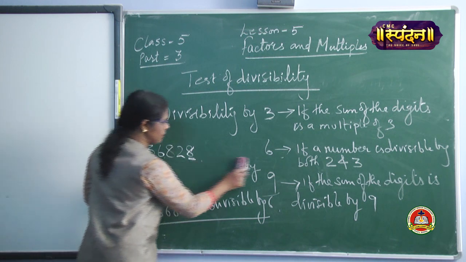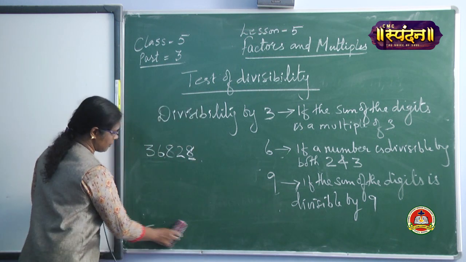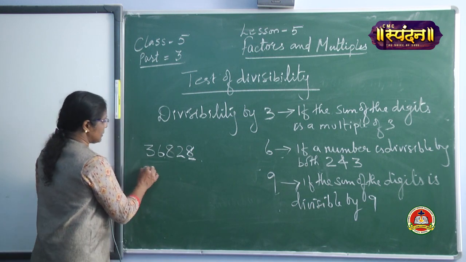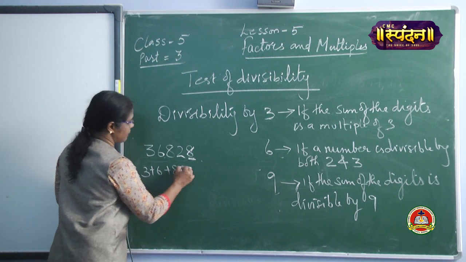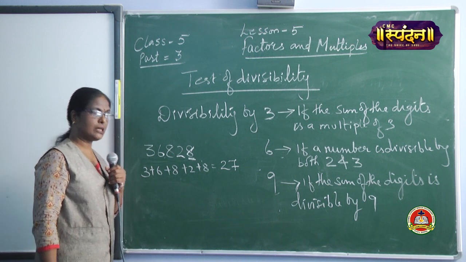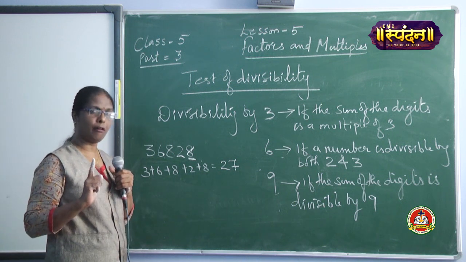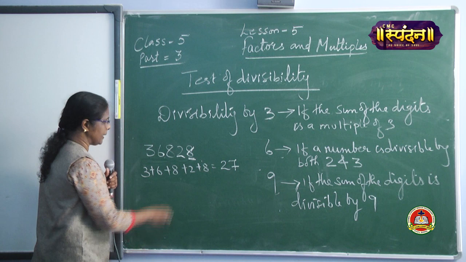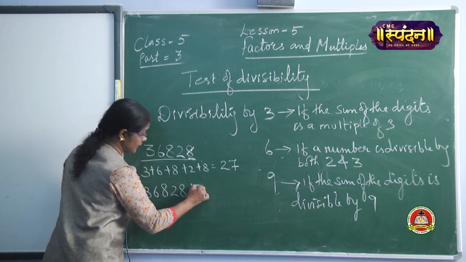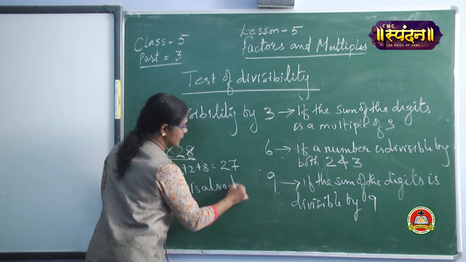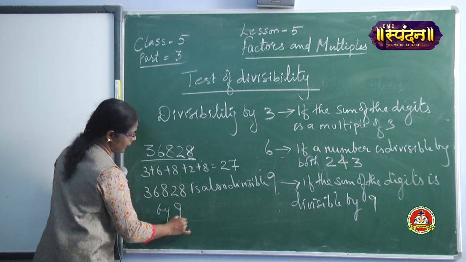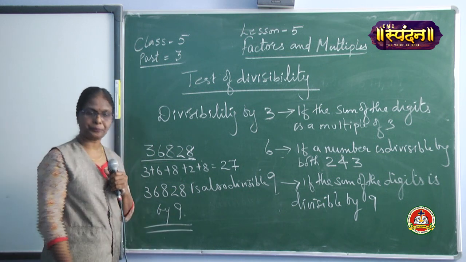Now, the same number, I am asking whether this number is divisible by 9 or not. The sum is 3 plus 6 plus 8 plus 2 plus 8. We have seen the sum is 27. What can you say about 27? 27 is a multiple of 9, or it is divisible by 9. Therefore, this number 36,828 is also divisible by 9. Is it clear?